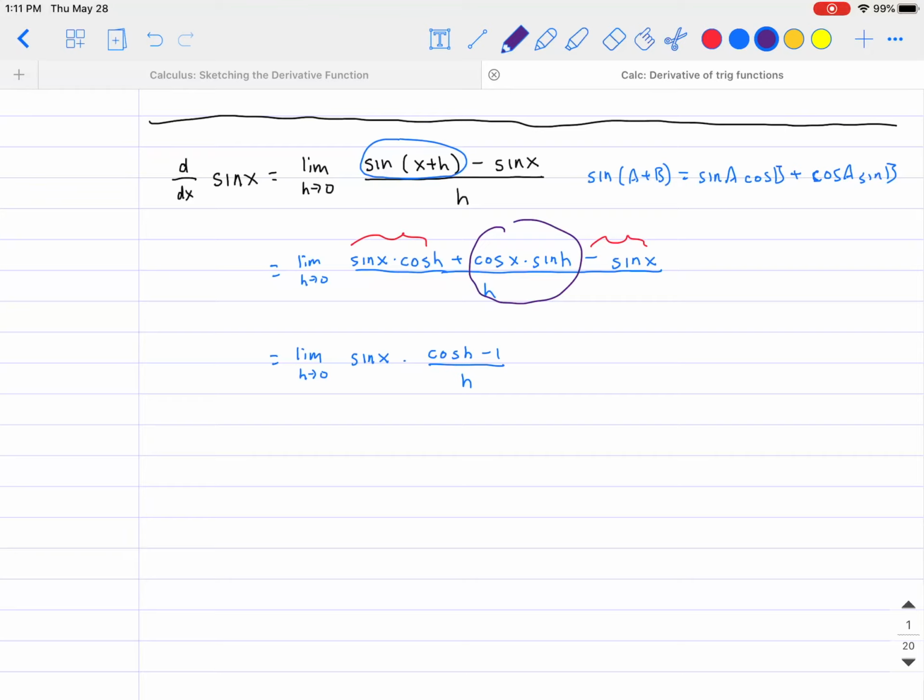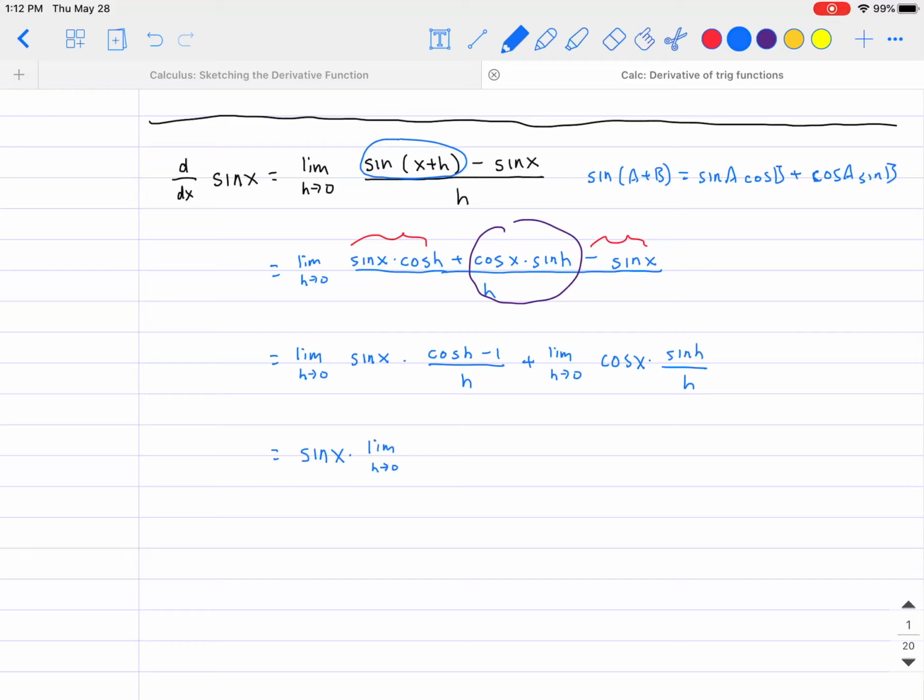Whereas the second part over here, that's what's left over, so we're going to write that out also. So plus the limit as h approaches 0 of cosine of x multiplied by the sine of h over h. And you'll note that the way that I'm writing this right now, we're kind of isolating the terms so you can see what is being affected by the limit and what is not being affected by the limit. In the first part, the sine of x is not affected by the limit at all, so we can go ahead and pull that out.